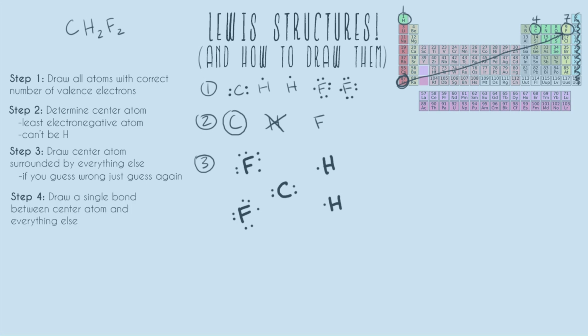we're ready for step 4, which is to draw a single bond between the center atom and everything else. So the way I'm going to do that is that a bond, a covalent bond, always represents the same exact thing. It represents 2 electrons. And so even when we are drawing it as a bond, what it really actually is just 2 electrons. So you can draw single bonds between the center atom and everything else, but you want to make sure that whenever you do this, you're connecting 2 dots, one on one atom and one on the other.